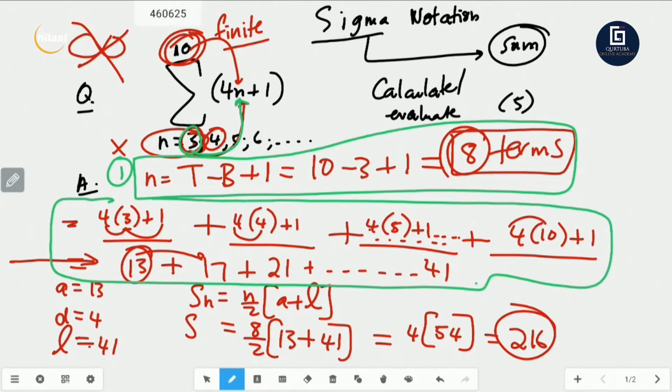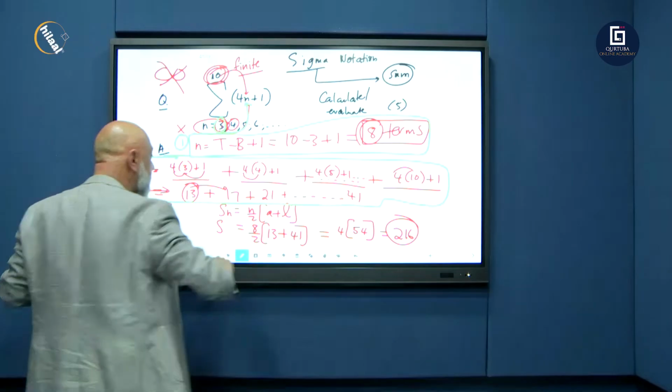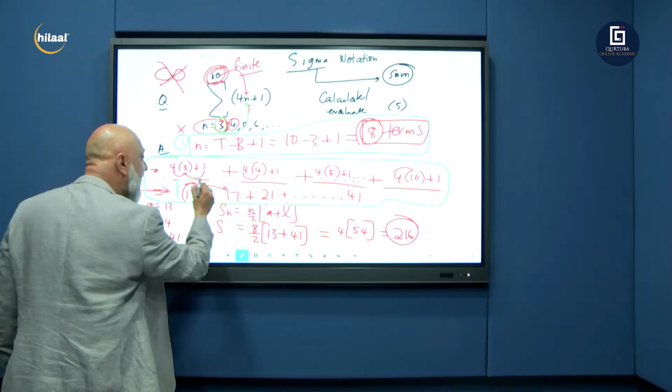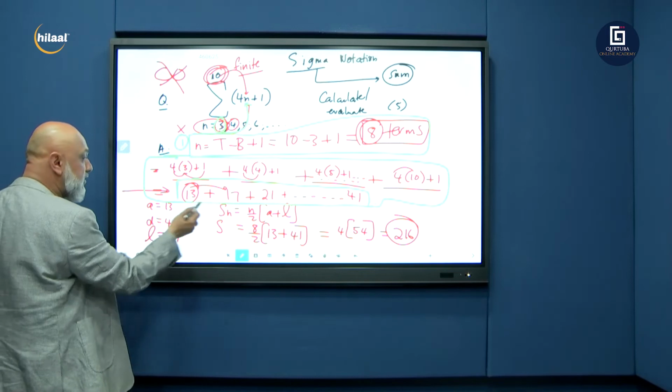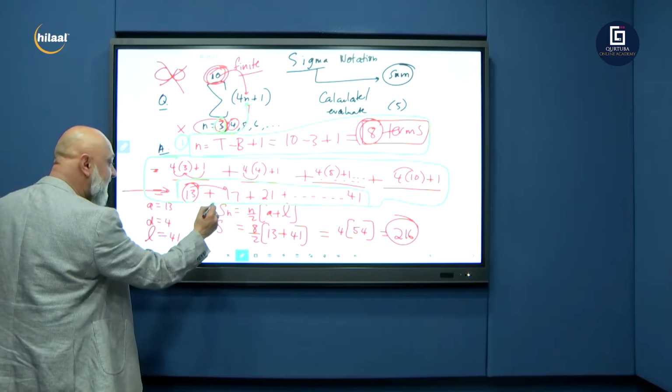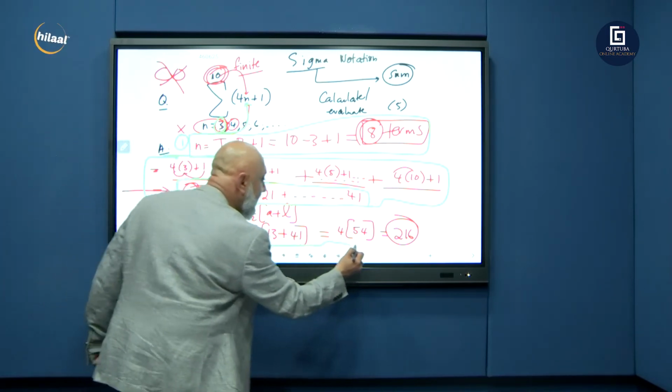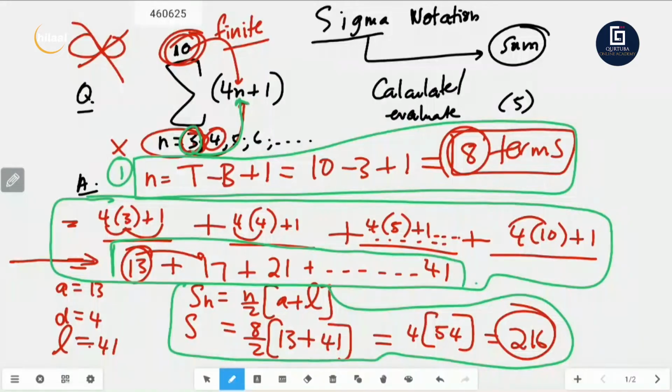There we go. I'm just blocking it off so you can see what's happening. I'm just isolating each part. Part number 1, part number 2. Now we've identified that it is an arithmetic series and we use the correct formula. This is part number 3. And there is your final answer.